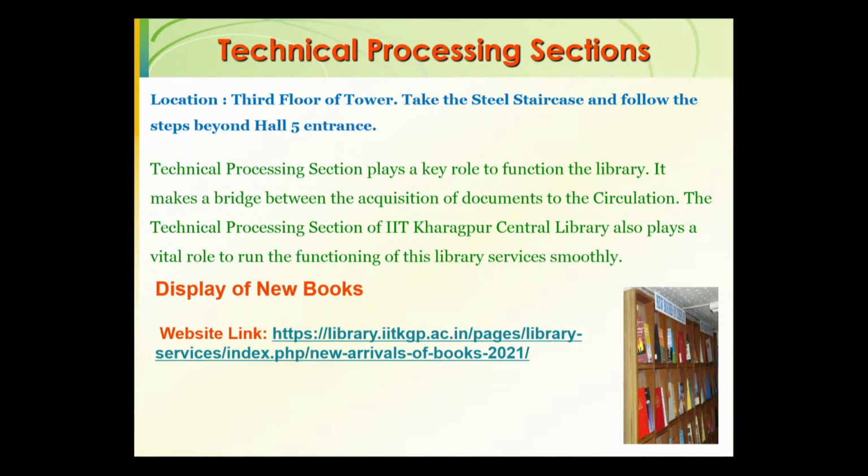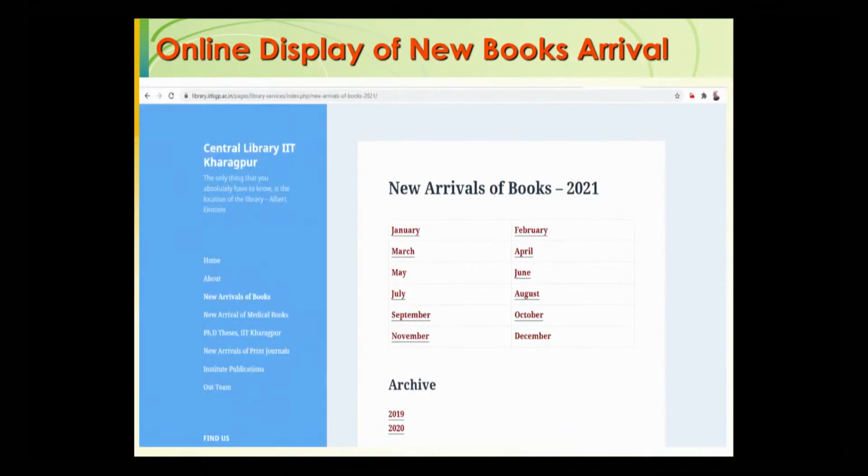So online display of new books, that is very important. As I told you, every week we are displaying the new books. After buying, the books are processed. After processing, we display the books in a particular area so that the user can come and see which new books have been received by the central library. And this new list is also available on the website.